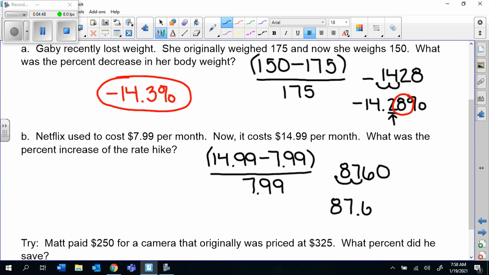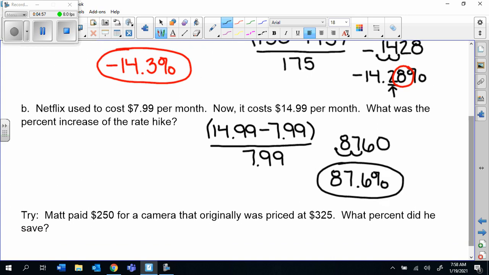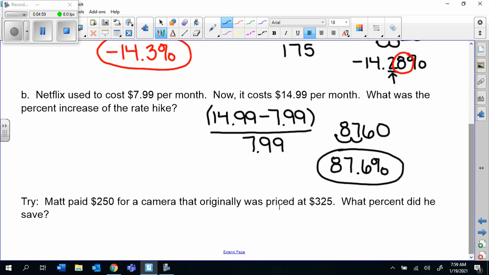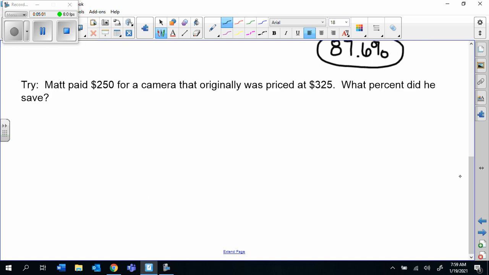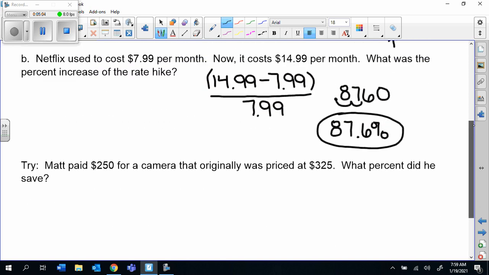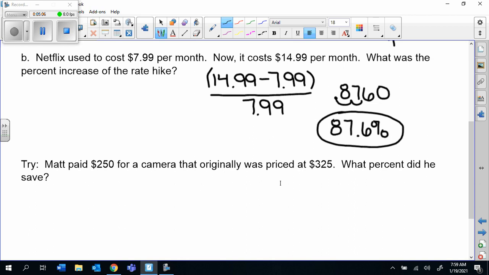87.6% hike. And then you might compare that to like the raise you got. Did you get an 87% raise? No, you did not, probably, most of us. And so that's a nice little raise Netflix gave themselves. All right, so if you want to stop and try.